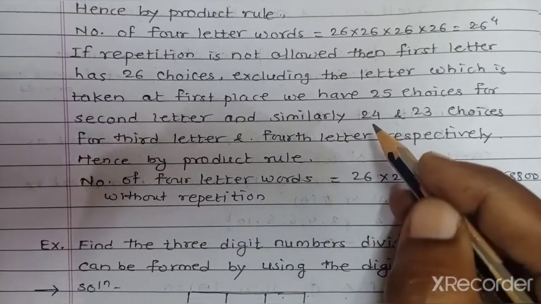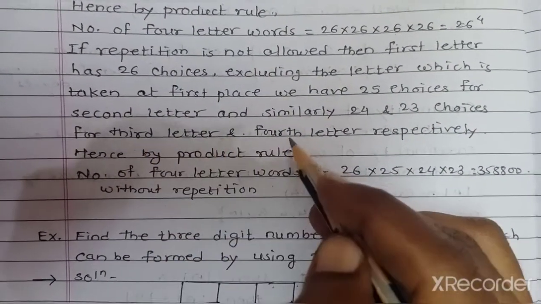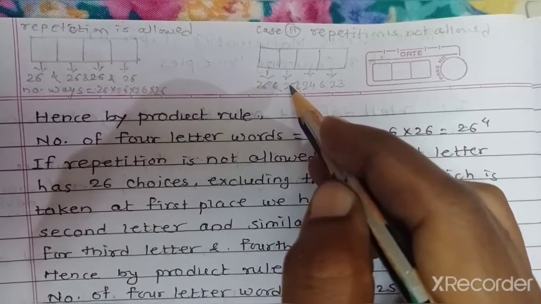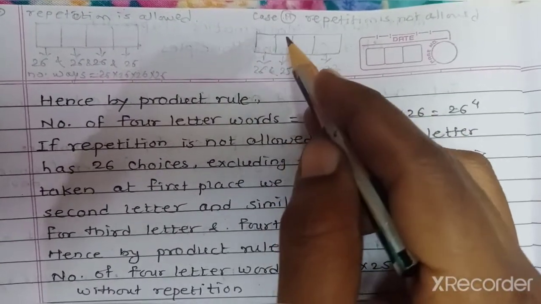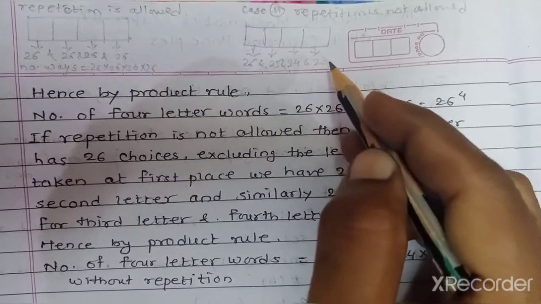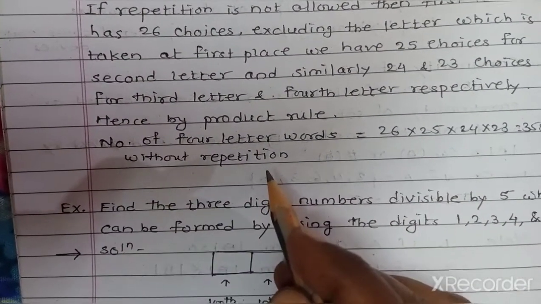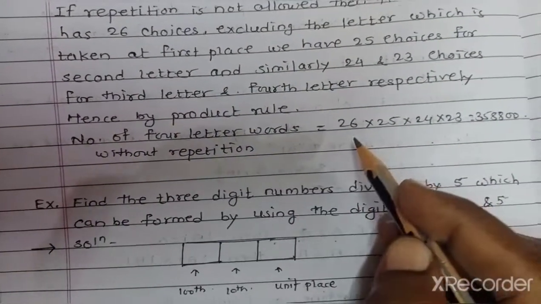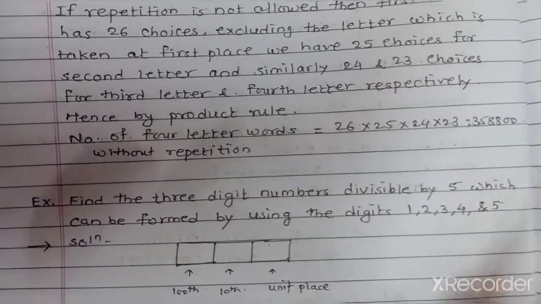And similarly 24 and 23 choices for the third letter and fourth letter respectively. So excluding the first and second position letters, we have to fill the third in 24 ways, and this last one, excluding the first, second and third position letters, the last place we have to fill in 23 ways. So in this manner, the number of 4-letter words without repetition, again here we have to use the product rule, and that number of ways is equal to 26 into 25 into 24 into 23.